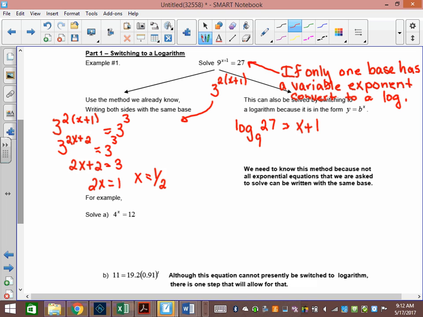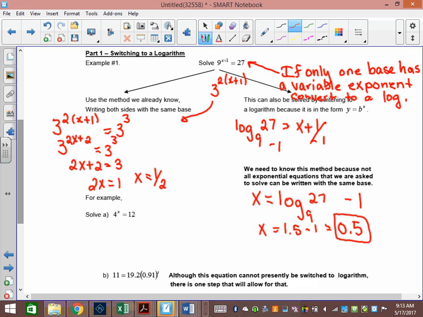Now, we just need to get x by itself, right? So we subtract 1, and we're going to get x equals log base 9 of 27 minus 1. This minus 1 does not come off the 27. This is locked together as one log, and then when you get the answer to that, you minus 1. So what's log base 9 of 27? It equals 1.5, and minus 1 gives 0.5, which is the same as a half.